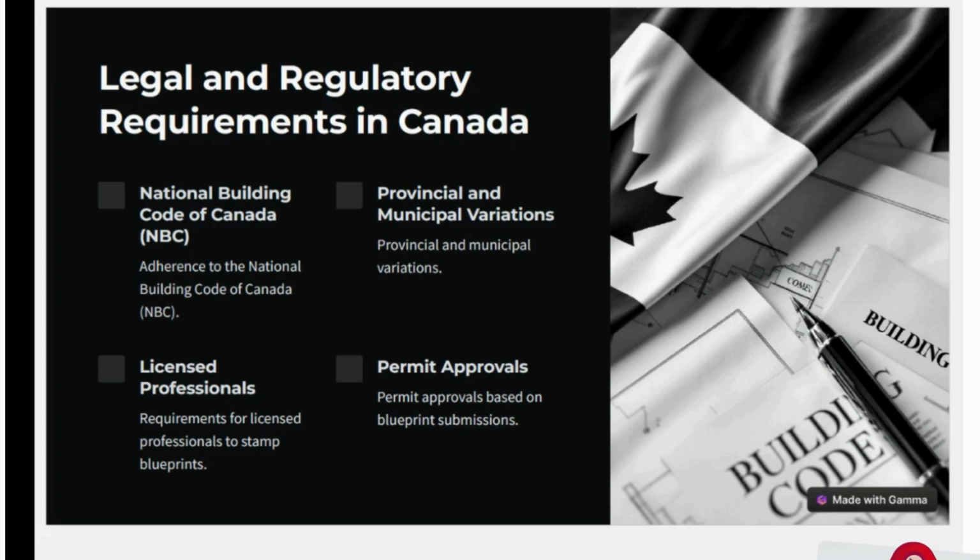Licensed professional request: a licensed professional must stamp blueprints. In blueprints, you have to understand that not anyone is qualified to stamp the blueprints. Blueprints are stamped by PEngs only, and only PEng. In order for you to become a PEng, you have to go through specific exams, specific tests, and specific applications here in Canada. After you become a PEng, you can stamp the drawing. You can stamp the blueprints. Otherwise, even if you are an engineer, you can't stamp a drawing.